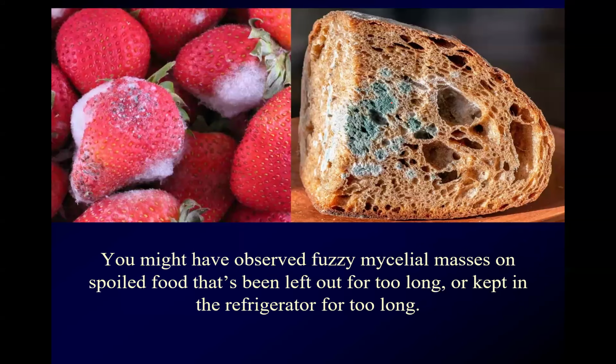And there we have some mycelial masses on spoiled food that's been left out for too long or kept in the fridge for too long. So the fuzzy white stuff on the strawberries and the green bread mold growing on that bread, those are mycelia. And they're just big masses of branching and rebranching hyphae.